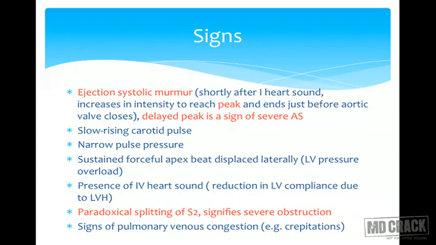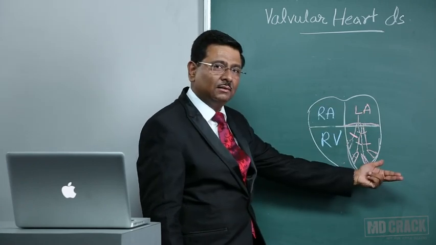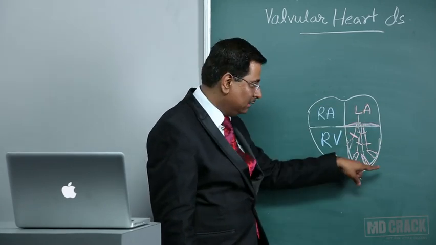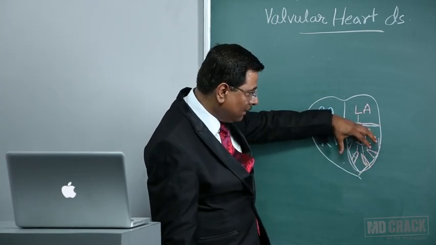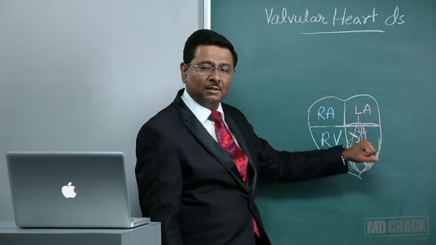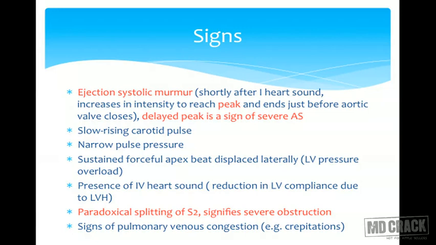What are the various signs which are seen in case of aortic stenosis? You get an ejection systolic murmur. You can understand when the left ventricle contracts, at the time when it ejects blood into the aorta, the blood faces stenosis out here. So during the ejection phase, you get a murmur. So this is known as ejection systolic murmur, which is heard shortly after the first heart sound, increases in intensity to reach a peak and ends just before the aortic valve closes. So delayed peak is a sign of severe aortic stenosis.